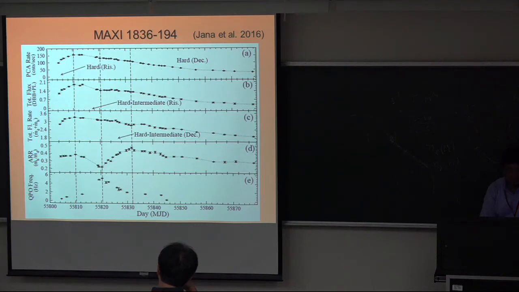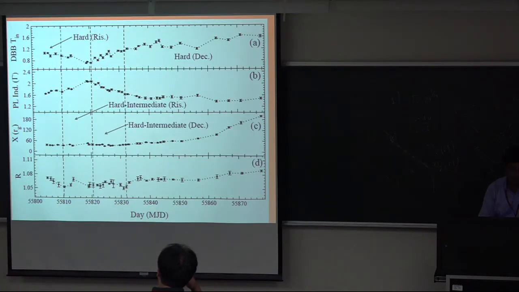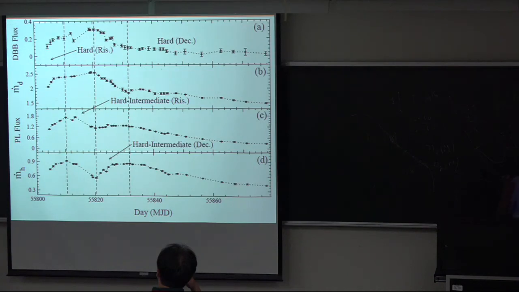This is MAXI, another object. We fitted it, and when we fit the data with pickup, we get the exact physical variables: accretion rate, location of the Swanson ball, and size of the compton cloud. These are the physical things. But if you fit a power law plus black body, it is not a fit from a physical model. It only says that there are two components and these slopes.